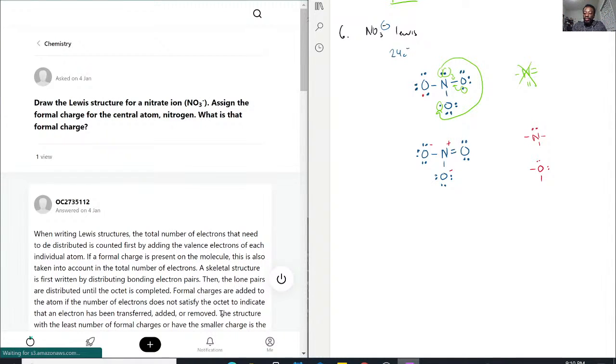So with that being said, they ask, what is the formal charge for nitrogen? And that's what we just did. We assigned a formal charge, and to the nitrogen is +1 formal charge.